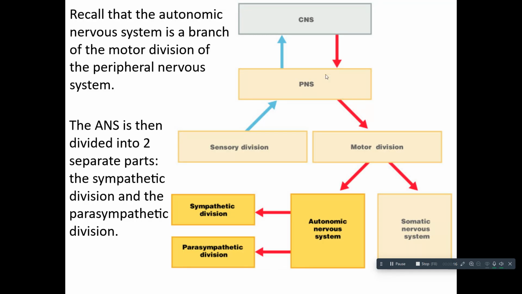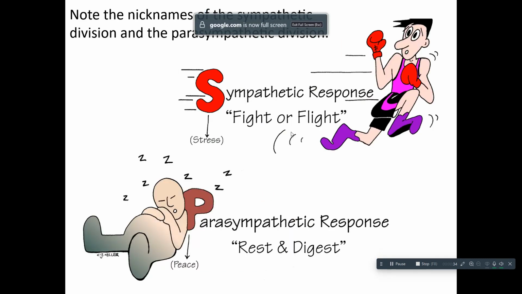The autonomic nervous system is a branch of the motor part of the peripheral nervous system. So remember we had our CNS and our PNS. The PNS had a sensory part and a motor part. The motor part then had the somatic nervous system, which was going to skeletal muscle, and the autonomic nervous system. And then we further divide the autonomic nervous system into a sympathetic and a parasympathetic division. These two divisions have got nicknames. The sympathetic is called the fight or flight division, and the parasympathetic is called the rest and digest division.